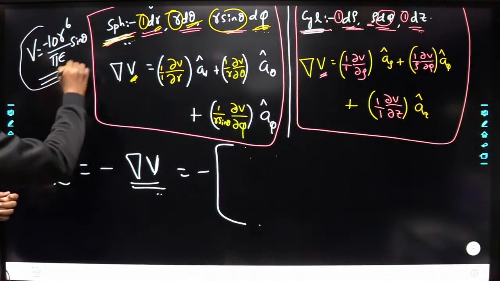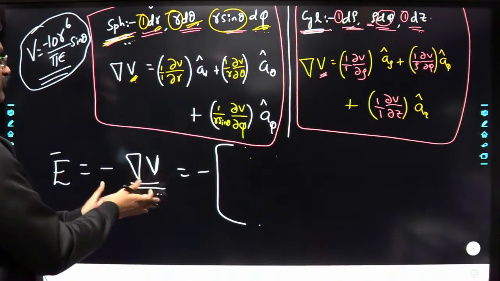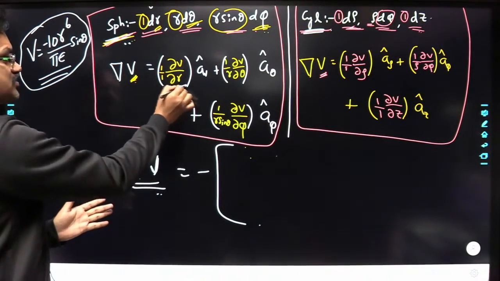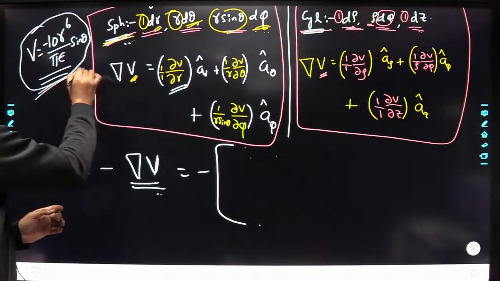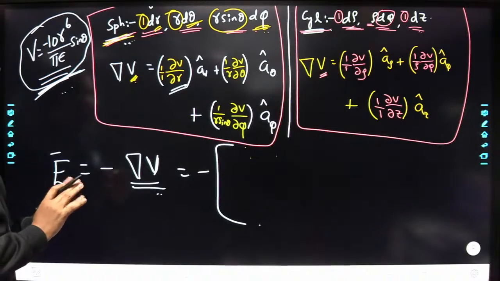Okay, this is the potential expression we are having. So now determine the gradient of V in the spherical coordinate system. See, the first term, you have to differentiate this potential with respect to what? With respect to R.